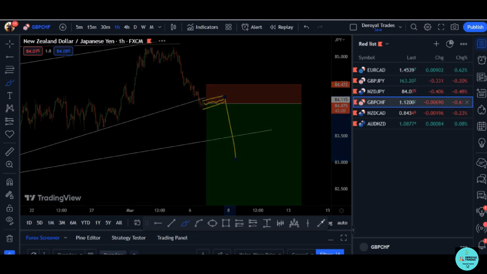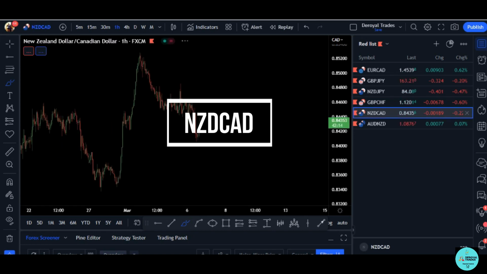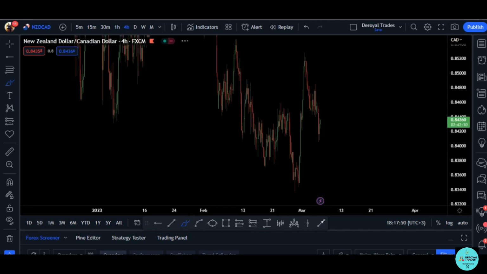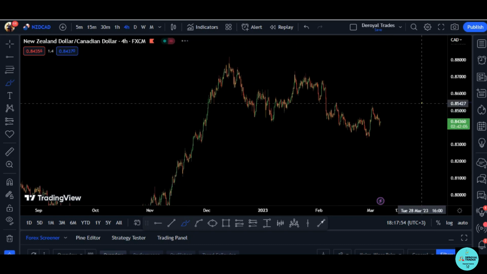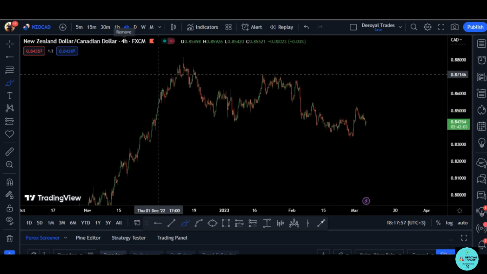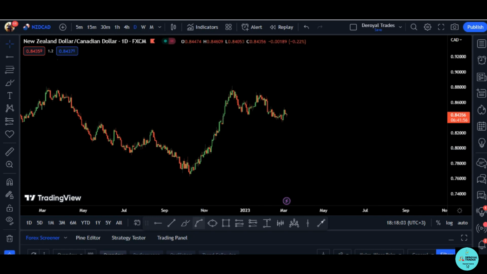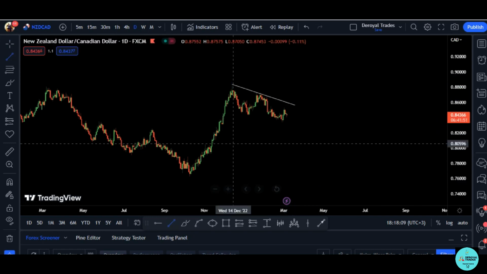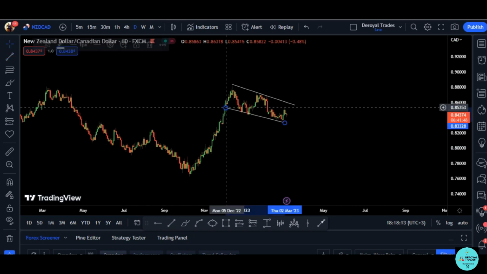Guys, also I want to share with you NZD CAD. Of course, as I analyze it, the NZD pair, NZD index, we see that it was making a large correction. So after this large impulse, it's the same here, guys, as you see. So all these pairs, guys, I think we can benefit from this month.